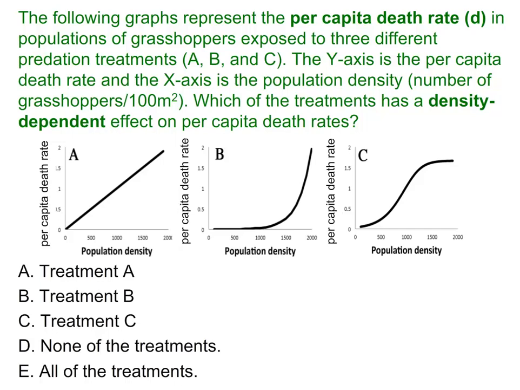Hopefully you chose C. I'm sorry, E. All the treatments. I think that's the second time I've said that today. The reason is that they're all per capita death rate, as you can see. The question is saying that the x-axis is population density, and it wants to know which treatment has a density-dependent effect on the per capita death rate. In other words, which one has values that change as density increases, and all of them do. That is why E, all of the treatments, is the correct answer. If that doesn't make sense, let me know.